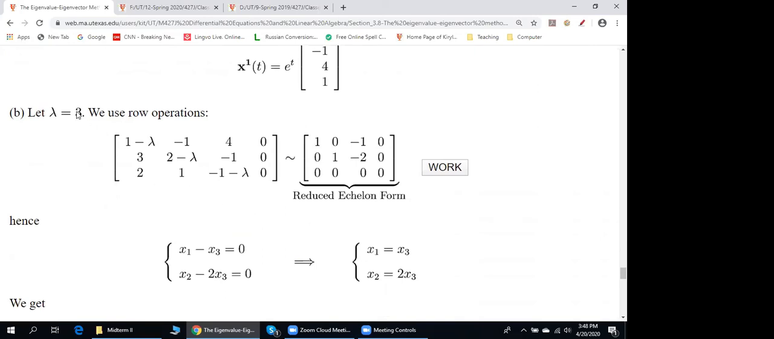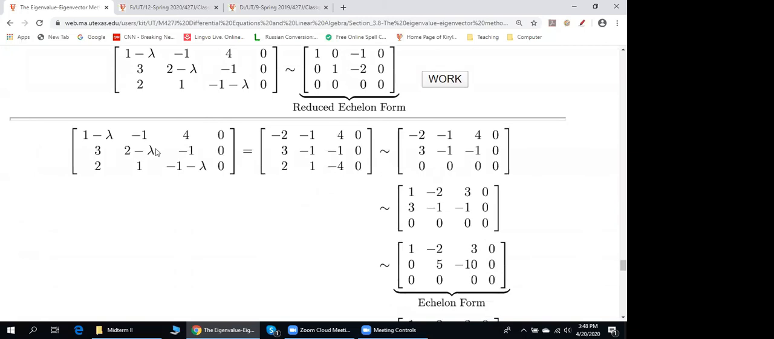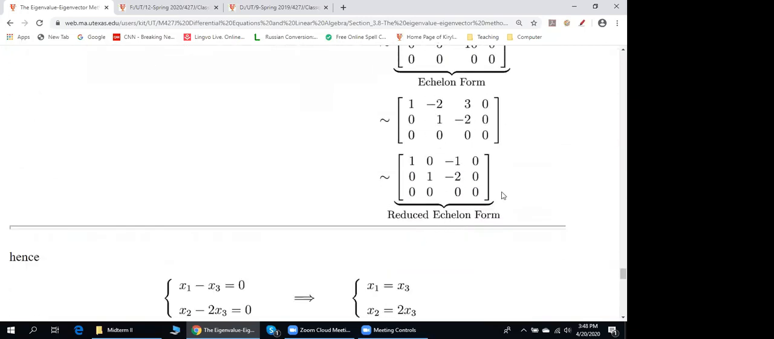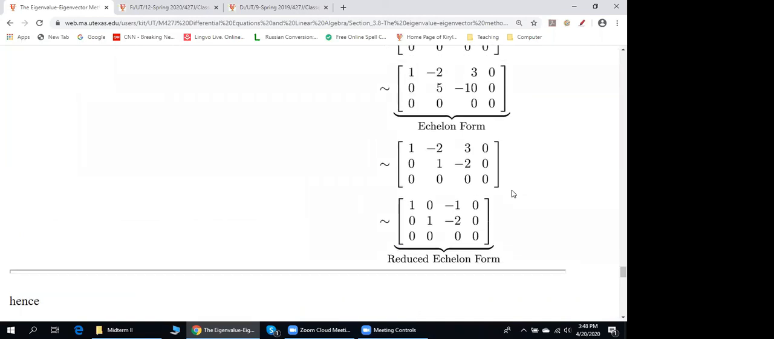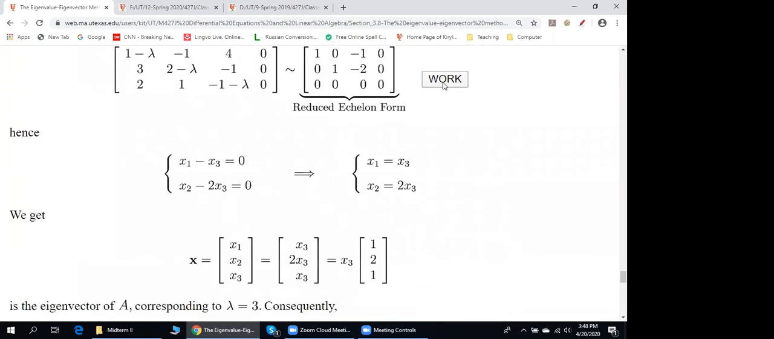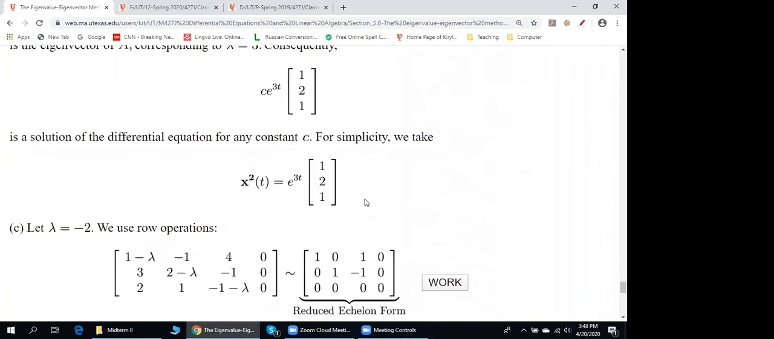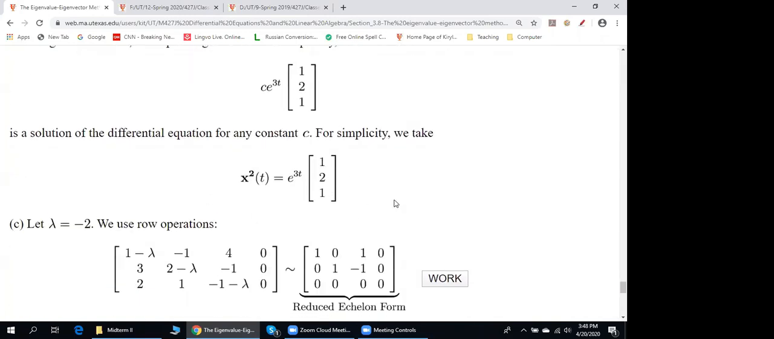Similarly, for lambda equal to 3, we apply a similar procedure. We come up with a reduced echelon form. Now, it takes quite some time to find the reduced echelon form. We switch to the corresponding system, move x3 terms to the right, and here is a complete description of all eigenvectors corresponding to lambda equal to 3. Therefore, this is particular solution number 2.